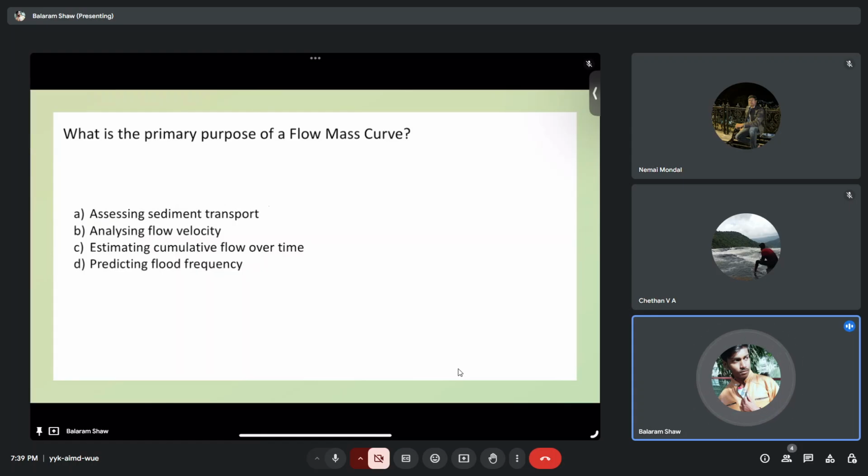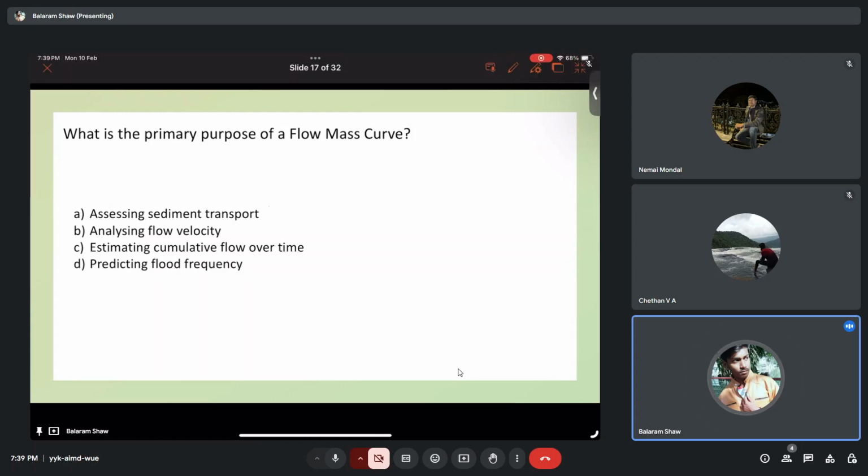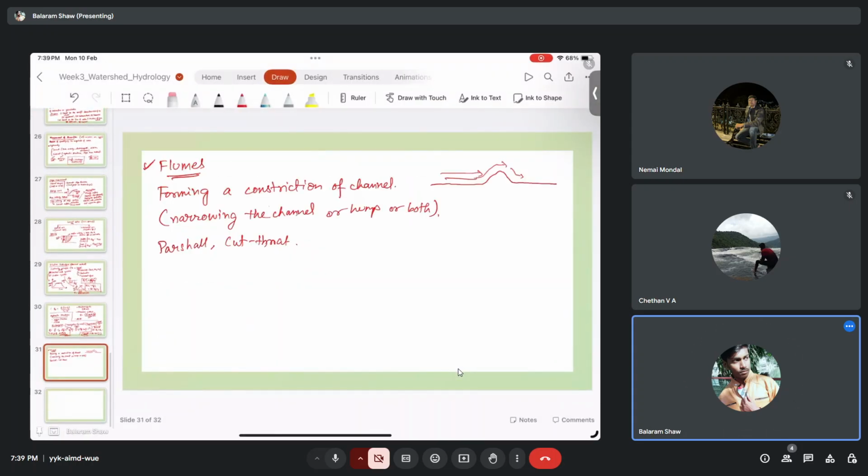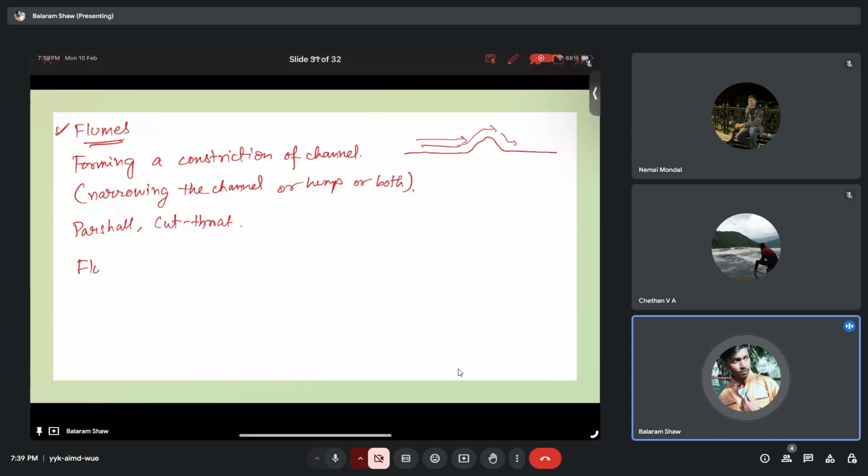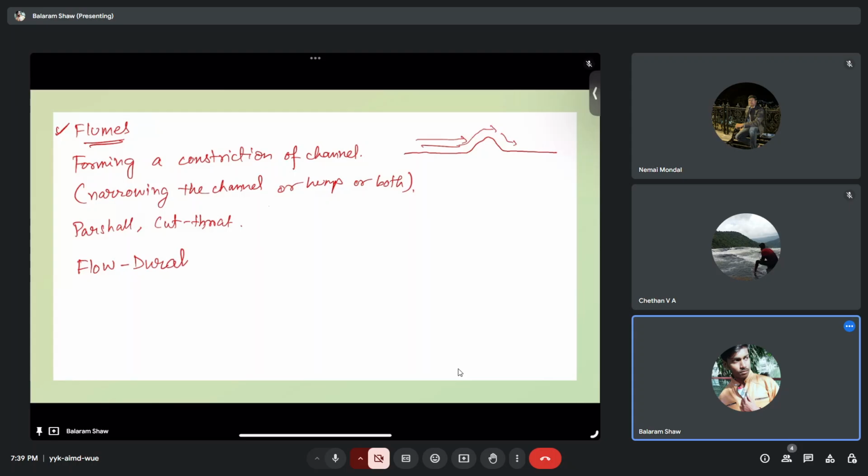Next question is, what is the primary purpose of flow mass curve? So we have gone through the flow mass curve or flow duration curve and then slope area method. I'm not going into detail for that. Just to mention, what is flow duration curve? So flow duration curve is kind of a cumulative probability curve. Anyway, we have done the frequency analysis in the precipitation event, right? So it is very similar to that.